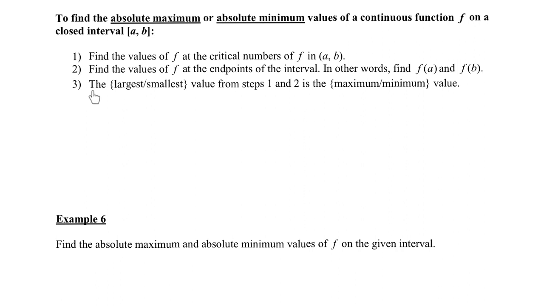And then step 3 just says to find the largest value from steps 1 and 2. Well, the largest value from steps 1 and 2 is the maximum value, and the smallest value from steps 1 and 2 is the minimum value. So step 3 is really 2 sentences combined in one, right? So largest goes with maximum, smallest goes with minimum. Okay, so that's what we have to do. We just look at the critical numbers and then look at the values of the function at the endpoints.